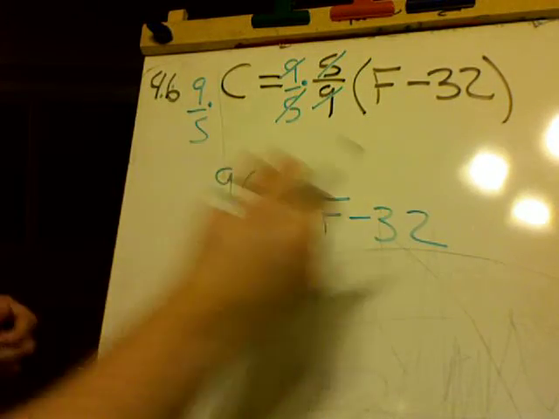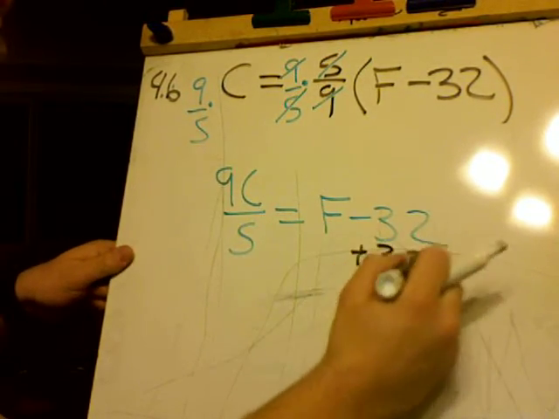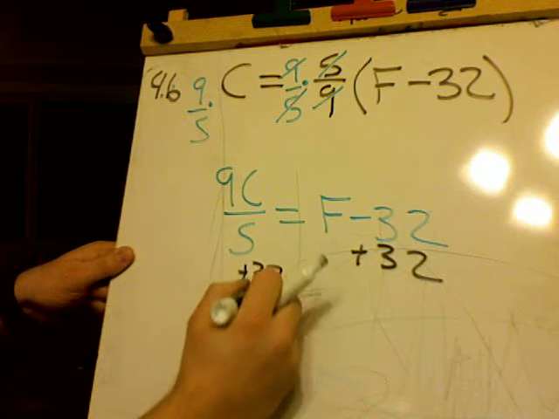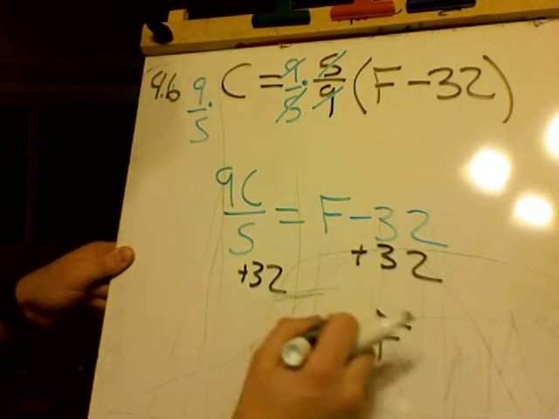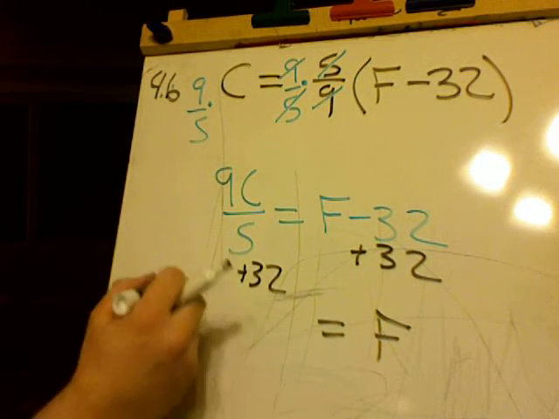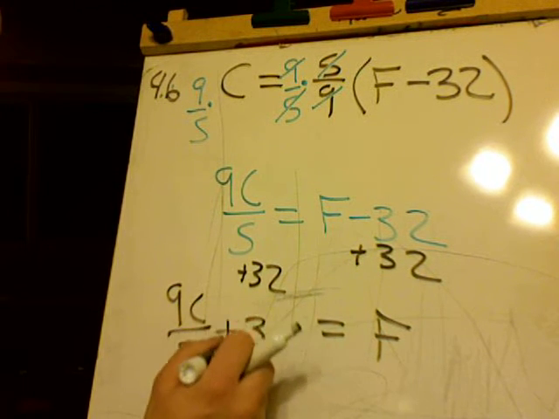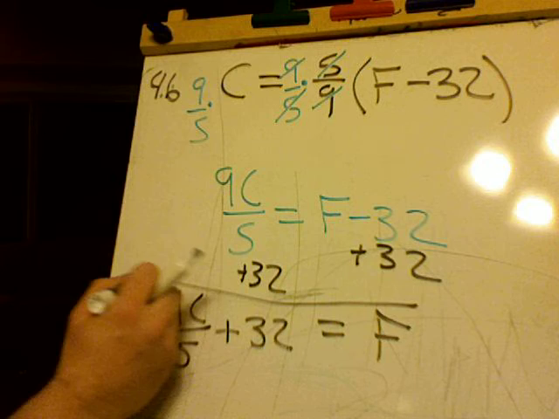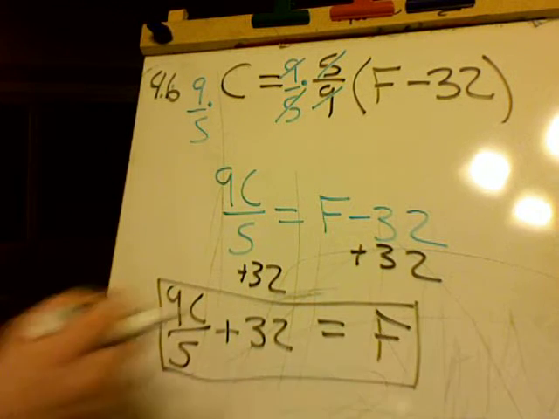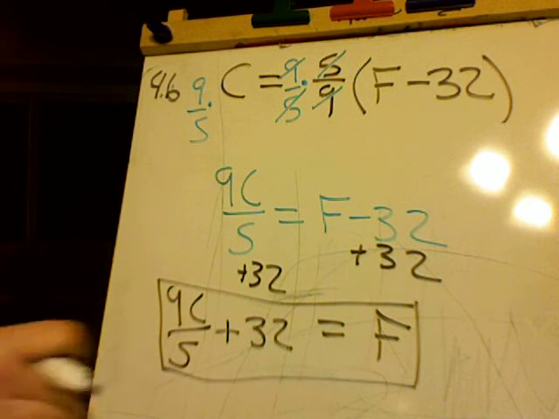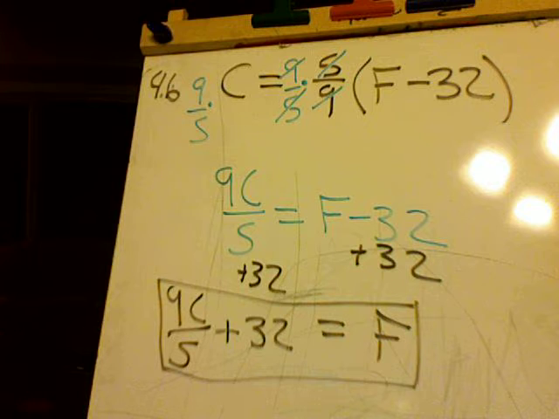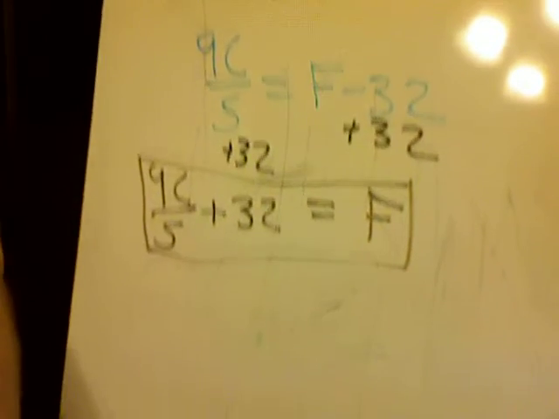So now I'm going to add 32 to both sides. So my temperature in Fahrenheit is equal to 9C over 5 plus 32. Now I plug in what temperature they're telling me on the news that it's going to be. They're saying it's going to be 40 degrees out. So I'm thinking, okay, 40 degrees, that shouldn't be too bad.